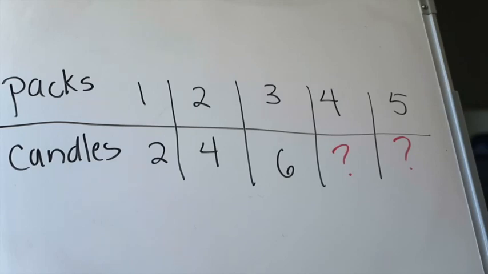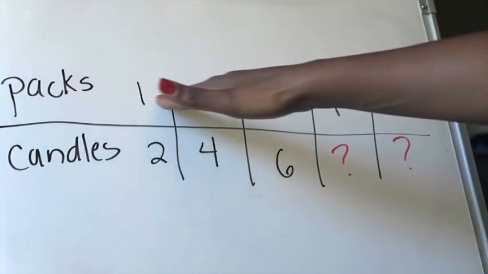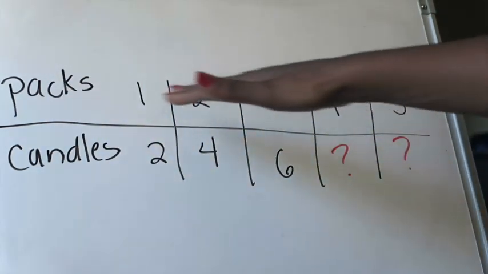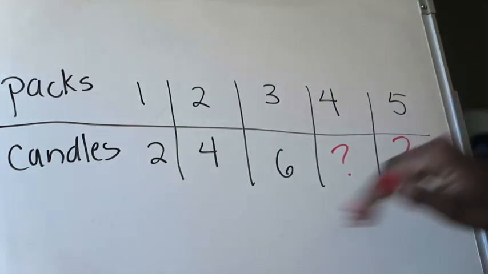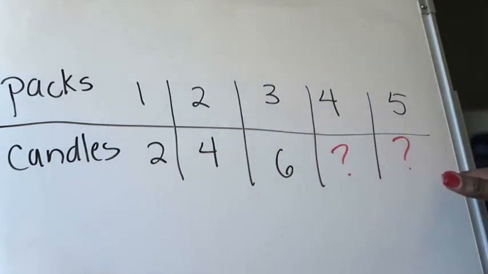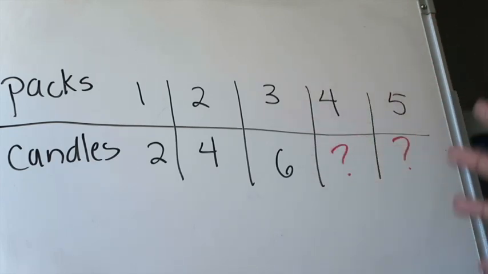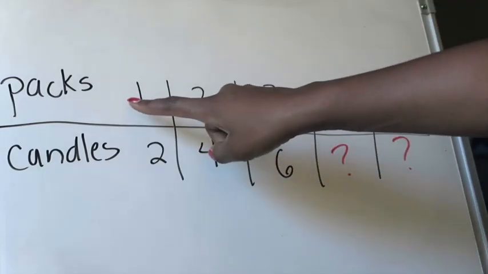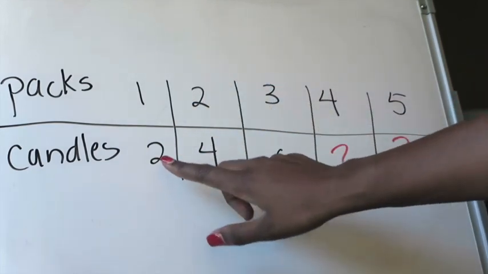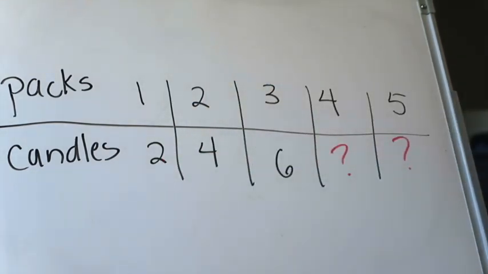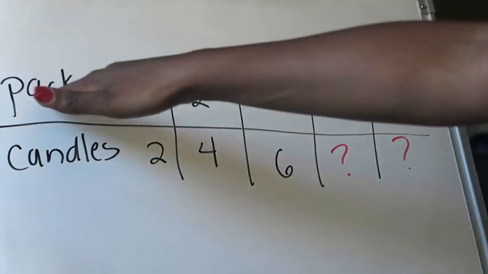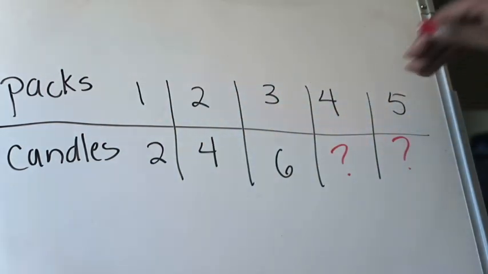Alrighty, here is our second example. We have a new function table or input output table. Remember, this is sequence number 1 going across, and the title of that sequence is packs. This is sequence number 2 going across, the title of that sequence is candles. So it looks like this function table is telling me if I buy X number of packs, I will get X number of candles. So the first thing that we want to do is say, okay, let me look for a pattern just by looking at my sequences one row at a time.